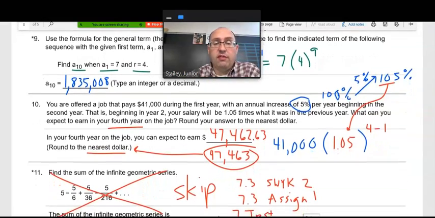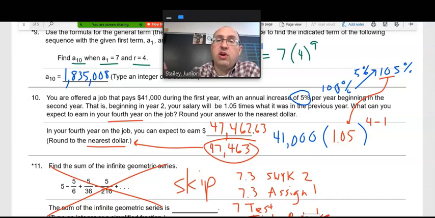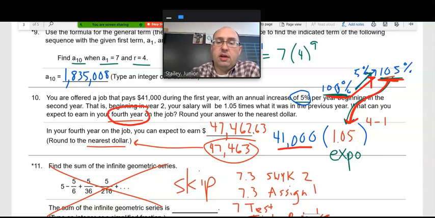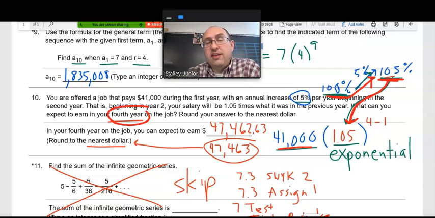Question 10, you're offered $41,000 for the first year with an increase of 5%. Notice that we are starting with 100%. We're moving up 5%, which means we're at 105%. As a decimal, that is 1.05. That's our multiplier. We know our first term is 41,000. We are looking for the 4th year. Exponential growth is what we're talking about. That's the model that we're dealing with. Remember that arithmetic is linear, geometric is exponential. And we plug in our 4.